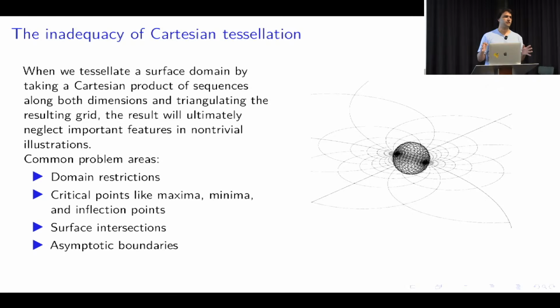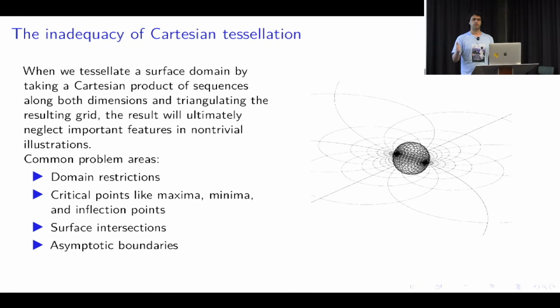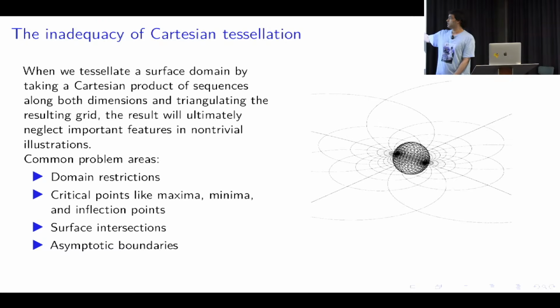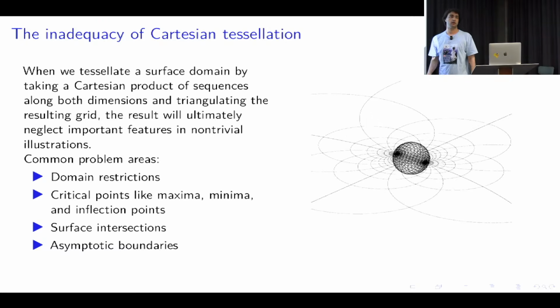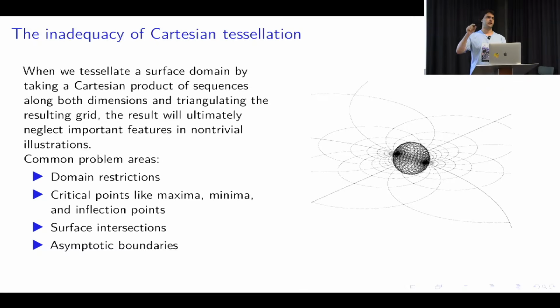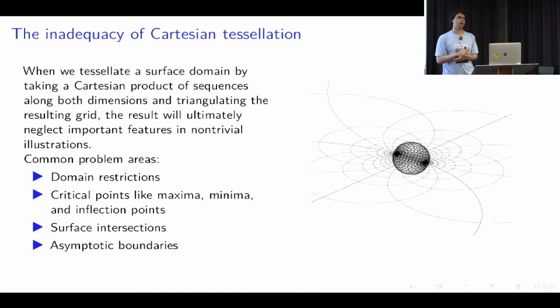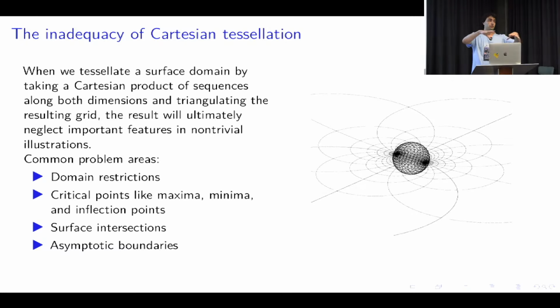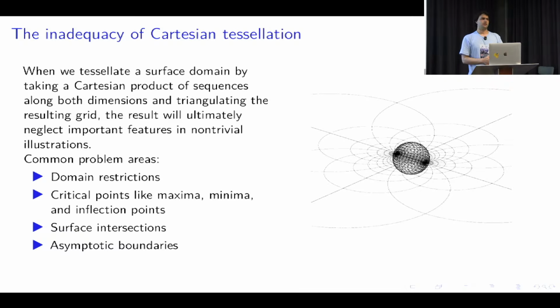Currently, when we tessellate a domain, take it, for instance, for a surface, we will take a Cartesian product of samples along both domain dimensions, and then we will triangulate the resulting grid. By Cartesian product, I mean we take two sequences, usually arithmetic, sometimes not, and then we turn them into a giant grid of points based on those two sequences, and then we triangulate those points. This has problems with non-trivial illustrations.